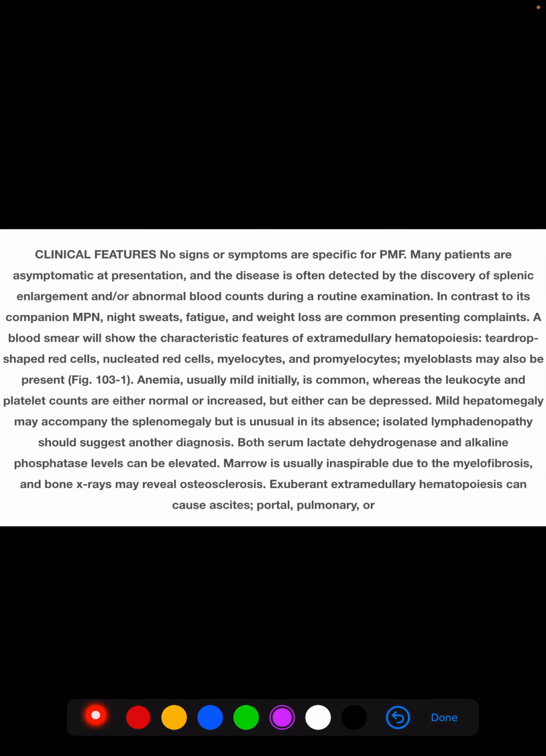So what are the clinical features? No signs or symptoms are specific for primary myelofibrosis. Many patients are asymptomatic at presentation. How is the disease detected? By discovery of splenic enlargement or abnormal blood counts during a routine examination, because no signs or symptoms are specific for primary myelofibrosis. In contrast to its companion myeloproliferative neoplasms, night sweats, fatigue, and weight loss are common presenting complaints.